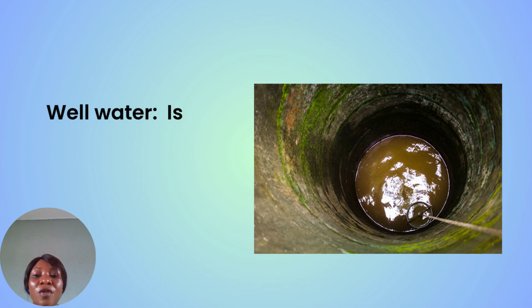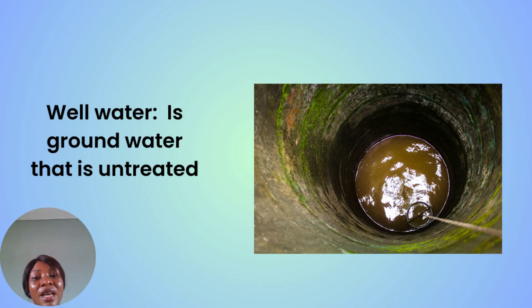The second source of water is well water. Well water is groundwater that is untreated. Water that is not treated and is gotten from under the ground is referred to as well water. So well water refers to water that is drawn from a well. A well is a hole dug or drilled into the ground to access groundwater, and the groundwater is held within soils and rocks.